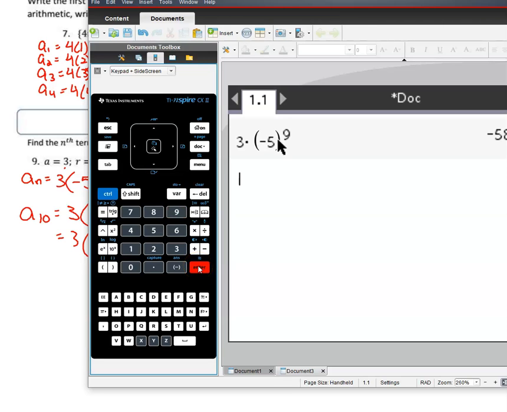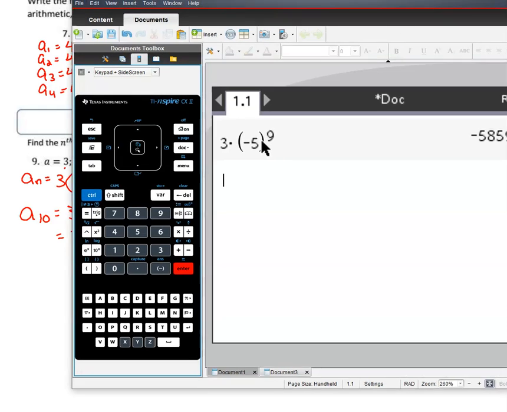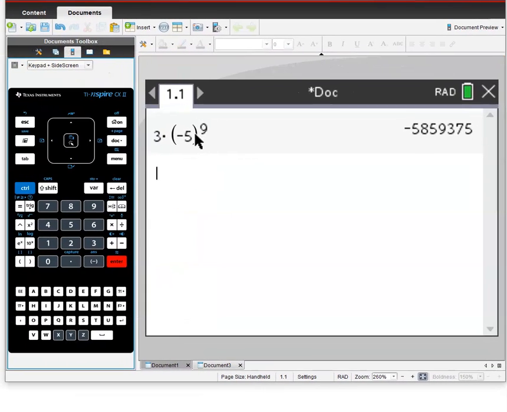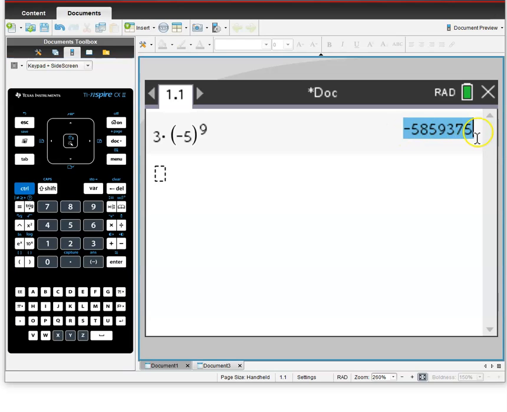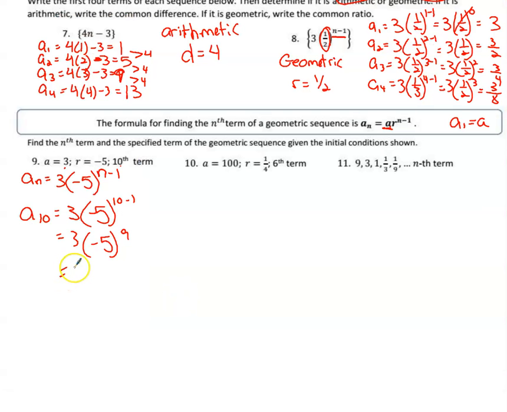So that is, oh, it'd help if I put it where you could see everything, huh? Let's see, can I move this? Here, I can move it this way. There, now you should be able to see. It is negative, what is that? 5,859,375. I wonder if I could copy that, because I'm too lazy to, nah, I'm not even going to try. So we'll just move on to the next problem. You saw the answer. It was on the other screen.